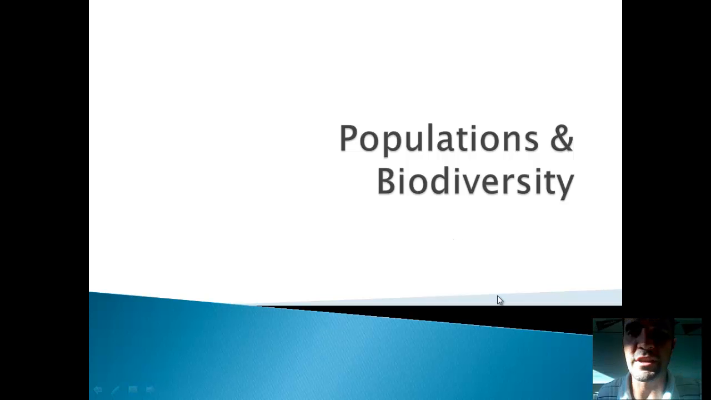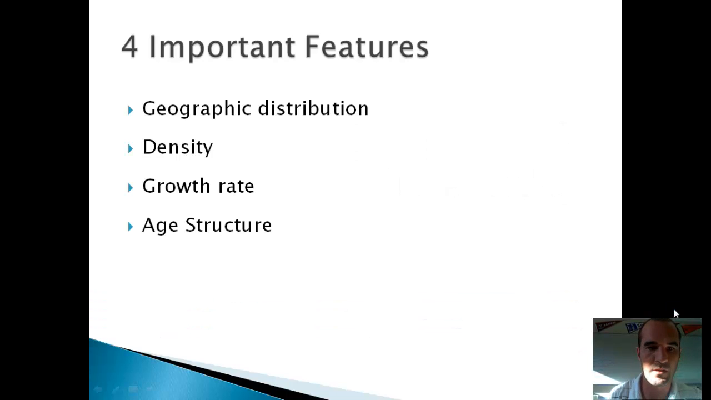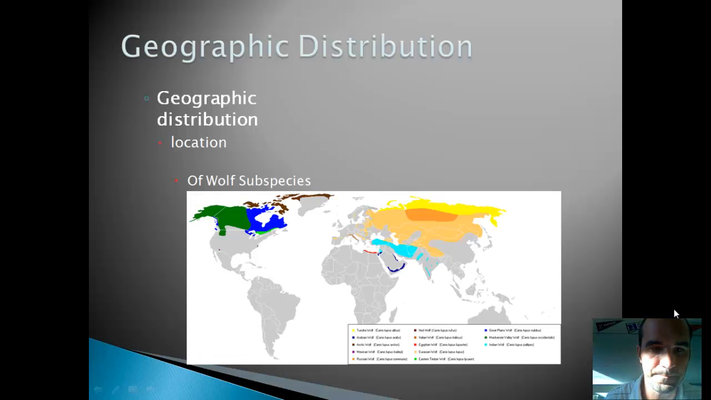All right, today we're going to be looking at populations and biodiversity. And to start off, there's four important features to those things. It's going to be geographic distribution, so where animals are located within that area. Density, so how many animals per unit, whether it's square foot or square mile. Growth rate, how quickly organisms are being born. And the age structure, if they're more elderly, if they're more young organisms within that ecosystem.